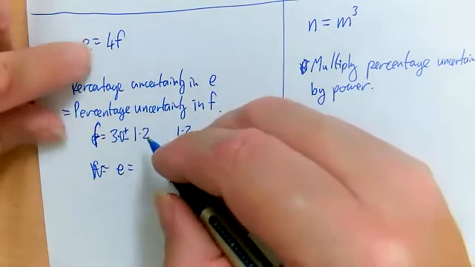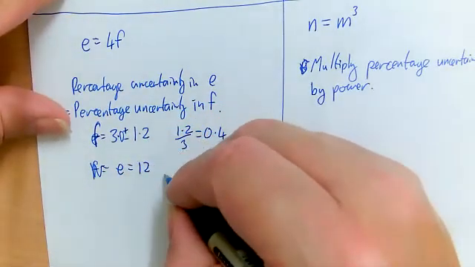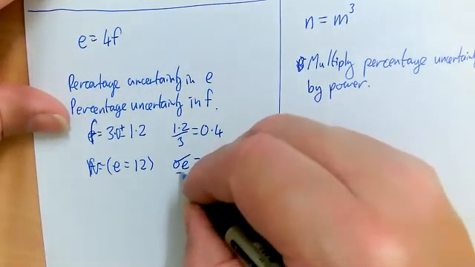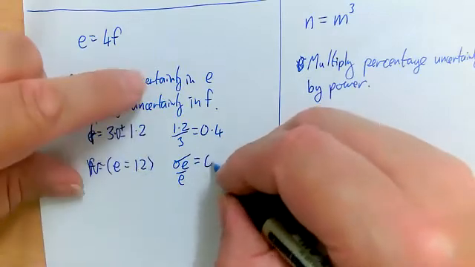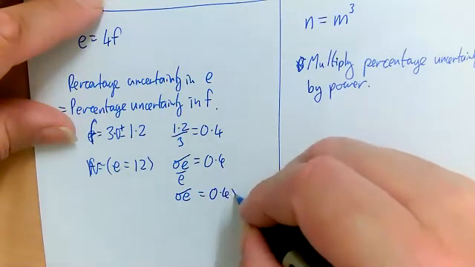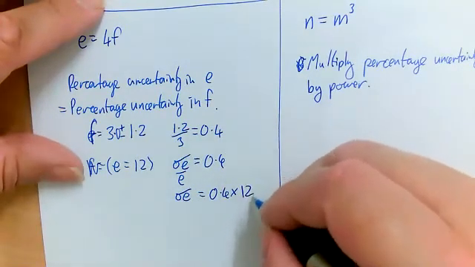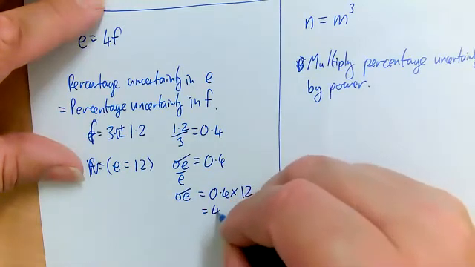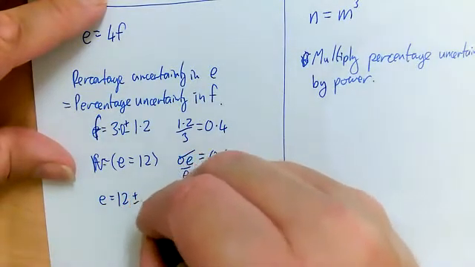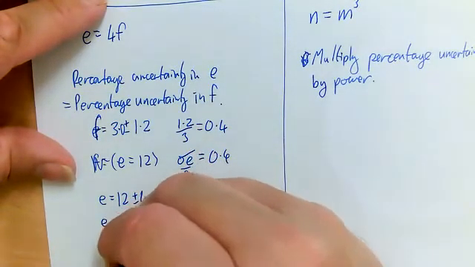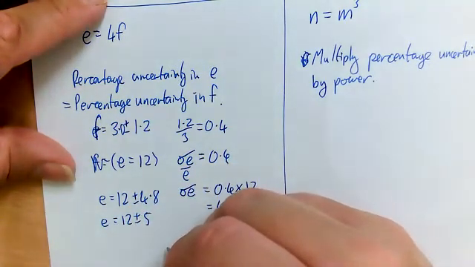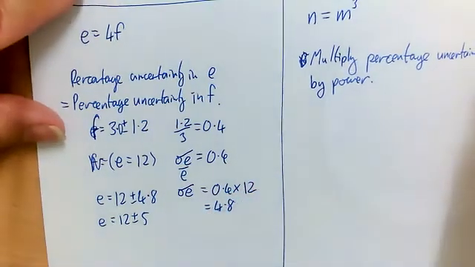So I said that E would be 4 times F, so that would be 12. Okay. To get the percentage uncertainty in E, it's the same percentage uncertainty, 0.4. So the absolute uncertainty in E is 0.4 times the value of E, which is 12, which is equal to 4.8. So E would be 12 plus or minus 4.8. I might even express it as E is 12 plus or minus 5. Okay, and that then gives you your uncertainty.